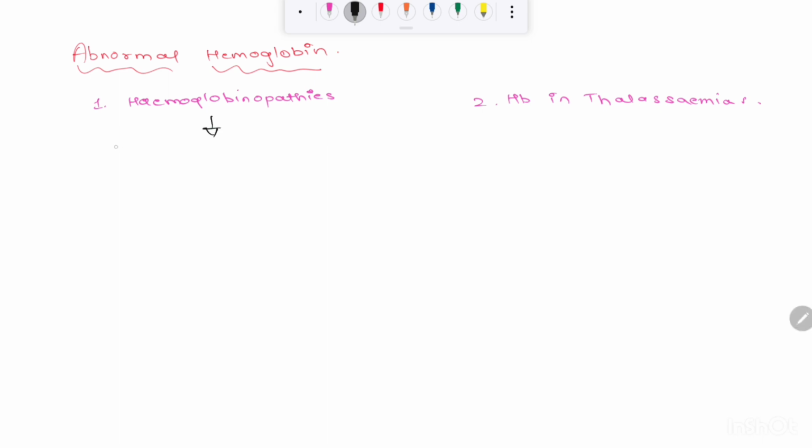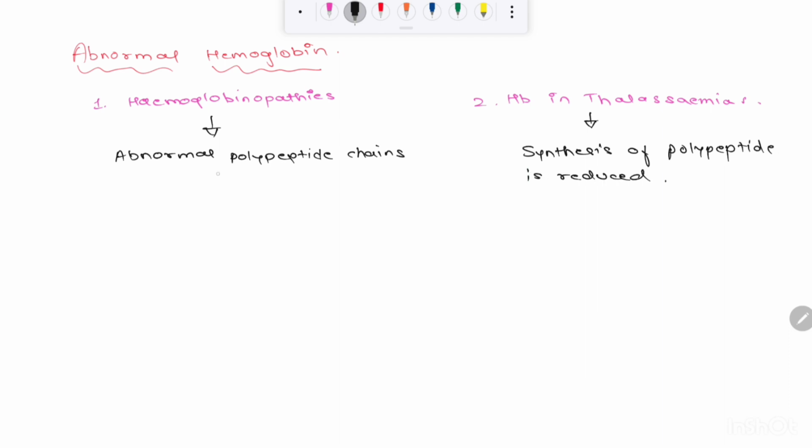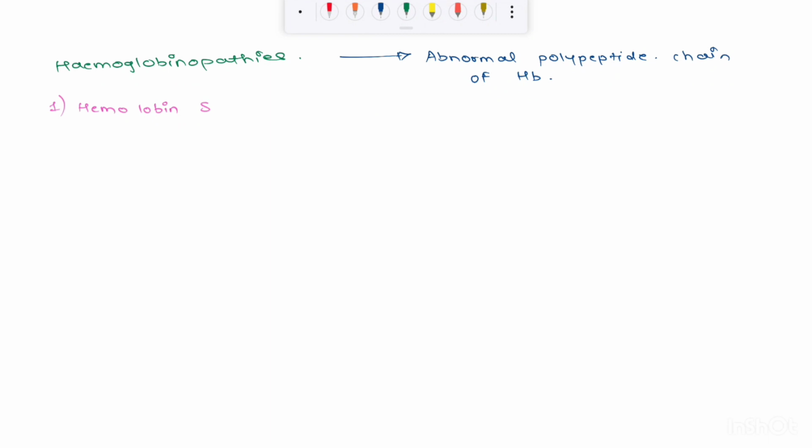So here there are abnormal polypeptide chains, whereas here synthesis of polypeptide is reduced. So you can call this a qualitative defect, whereas this type is a quantitative defect. So first we'll discuss hemoglobinopathies. Hemoglobinopathies are genetical disorders caused by abnormal polypeptide chains of hemoglobin. So the first hemoglobinopathy which we are going to discuss is hemoglobin S, abbreviation HbS.